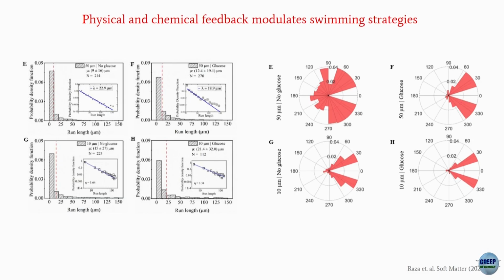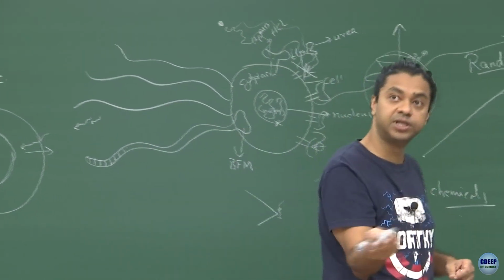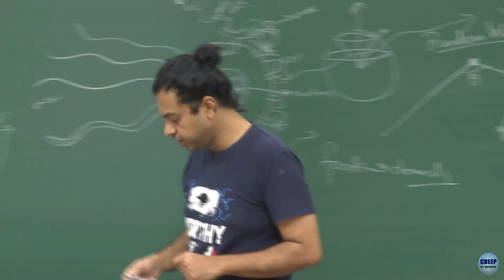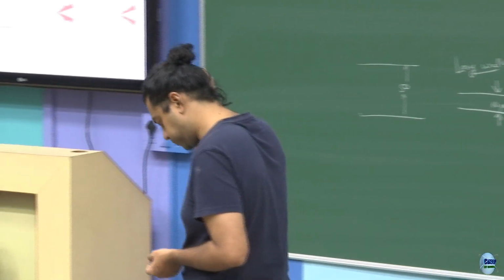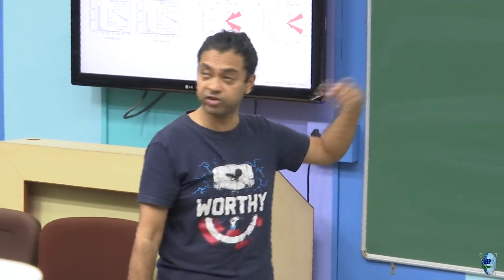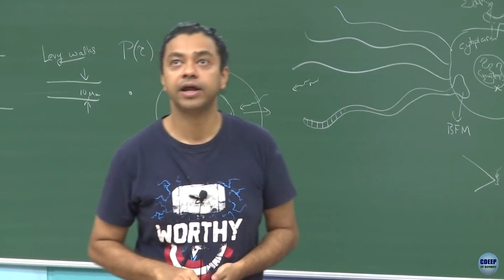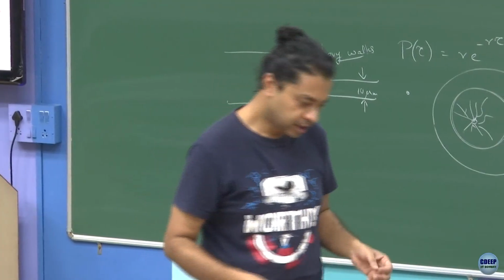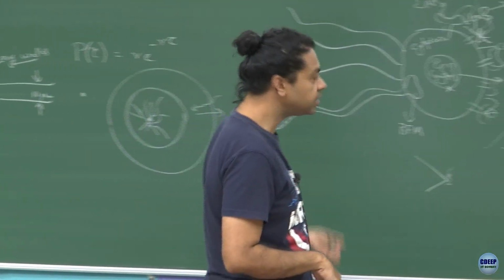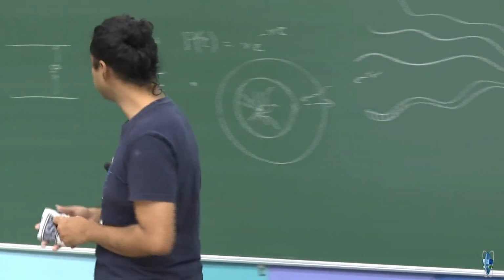So you can play around with these swimming strategies. How often does it switch from run to tumble? How does it sample these angles that are available to it by modulating various physical and chemical factors, such as confinement and strength of the chemical gradient and so on? All right. So having given you a sort of background of why this sort of motion is important in a biological context, let's get to a little bit of random walk and we will see how much we get to today.